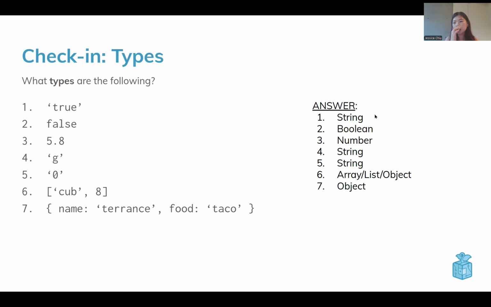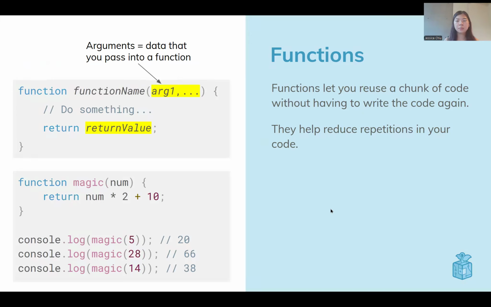Okay, so number 1, even though it says true, it's going to be a string because we have those quotes. 2 is a Boolean because there's no strings and it's a false. 3 is a number because it's a number. 4 is a string. 5 is a string, even though there's a number inside of it, there's quotes, which means it's still a string. 6 is a list, and 7 is an object. Okay, hope you did well on that, and move on.